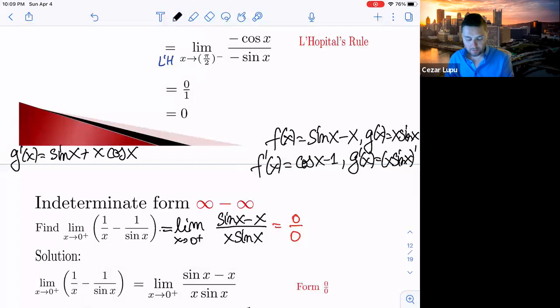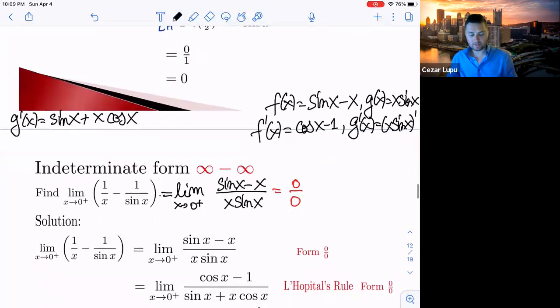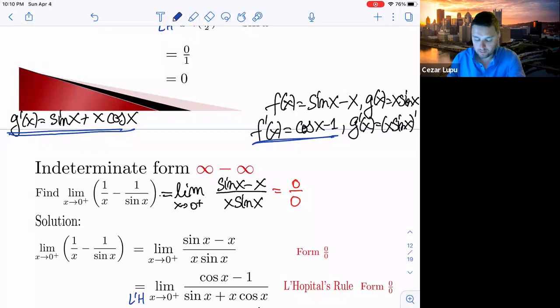So our first application of L'Hopital's rule will give us this, right? So again, we apply L'Hopital's rule. As you can see, on the top we have the derivative of f, the derivative of sine of x minus x, which is cosine of x minus 1. And on the bottom we have the derivative of x times sine of x, the derivative of g, which by the product rule you see here. So it's sine of x plus x times cosine of x.